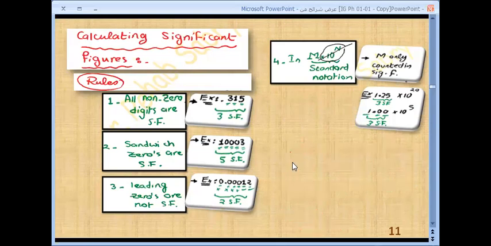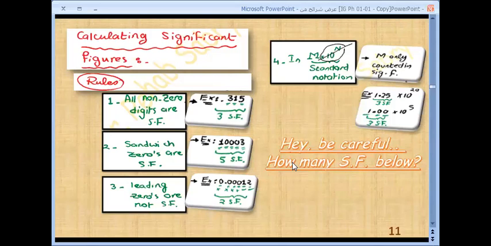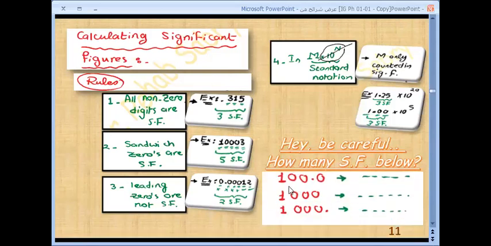So let's see here. Be careful how many significant figures below. This will be homework. 0.0, how many significant figures here? Be careful. Look at the first one. By the way, these zeros now are sandwich zeros. Yes, excellent, Ahmed Usama. 4 significant figures. How are they significant? Because they are between 1 and the decimal.